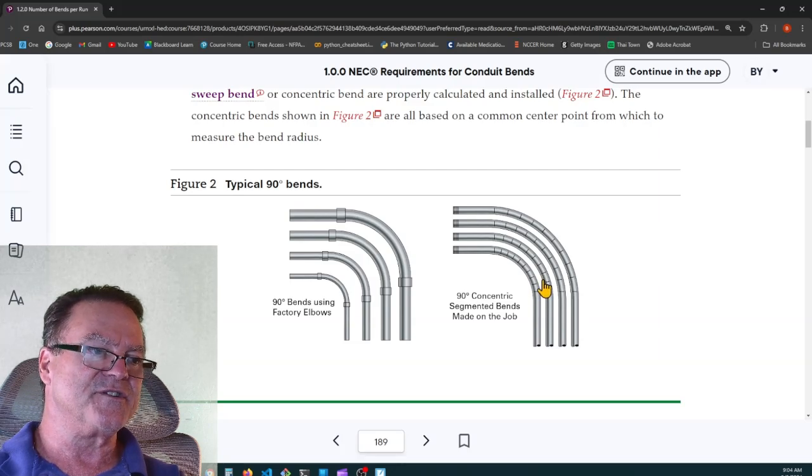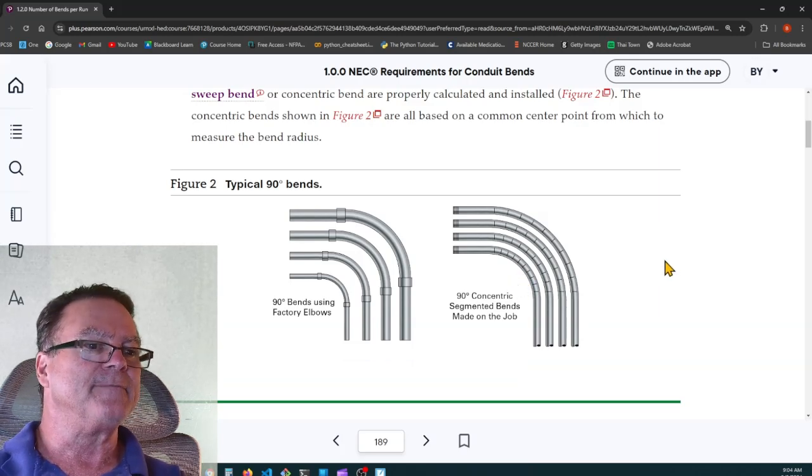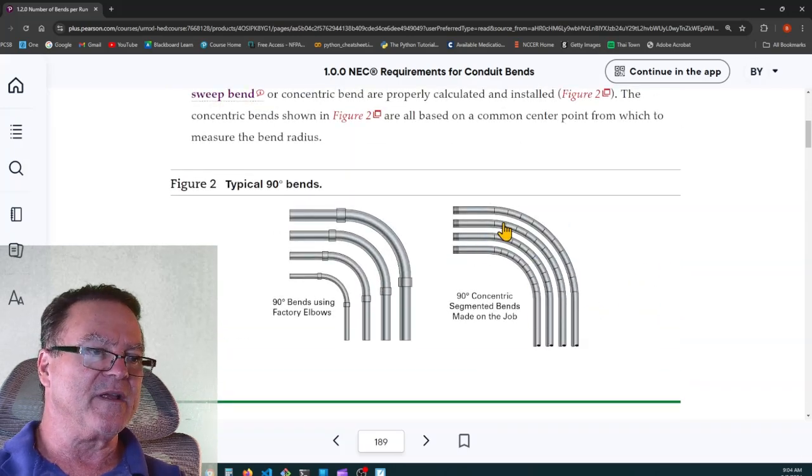Some places will tell you 1.5 inches. So if we're using 2-inch conduit, we want these to be at least 5 inches center to center to give us 2 inches between our conduit, 2.5 inches. The outside diameter of this 2-inch conduit would be 2.5 inches roughly. All right. So that's what they mean about using sweep bends on the job.